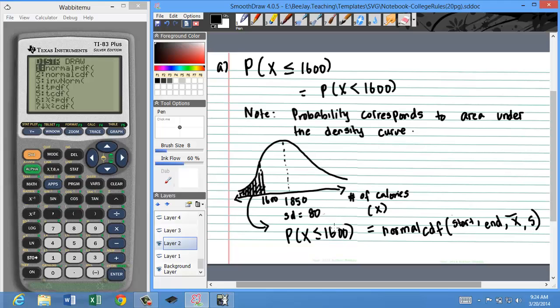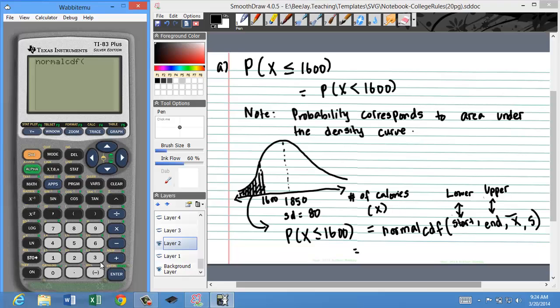Now, some books like to call the start and end points the lower and upper endpoints of the area. They actually mean the same. It doesn't matter how you interpret it. So on a calculator, all I have to do is select 2, then press the starting point.